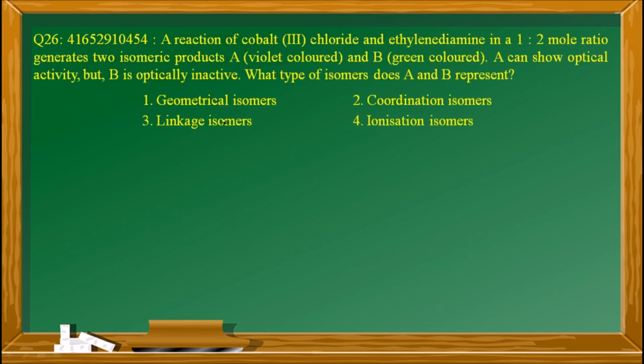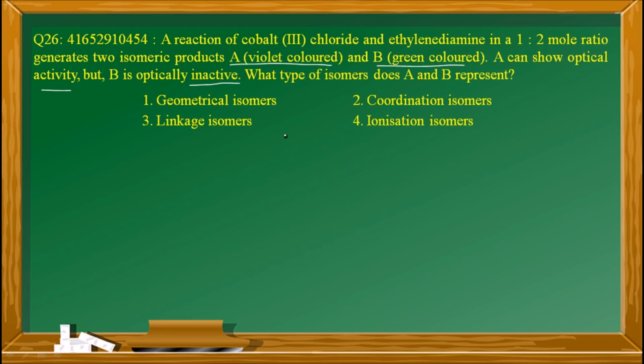Next, question number 26. A reaction of cobalt 3 chloride and ethylene diamine in 1:2 mole ratio generates 2 isomeric products, A violet colored and B green colored. A can show optical activity, okay. B is optically inactive. What type of isomers do A and B represent? So there are 2 isomers, A and B. One is violet colored, the other one is green colored. One is showing optical activity, the other one is optically inactive.